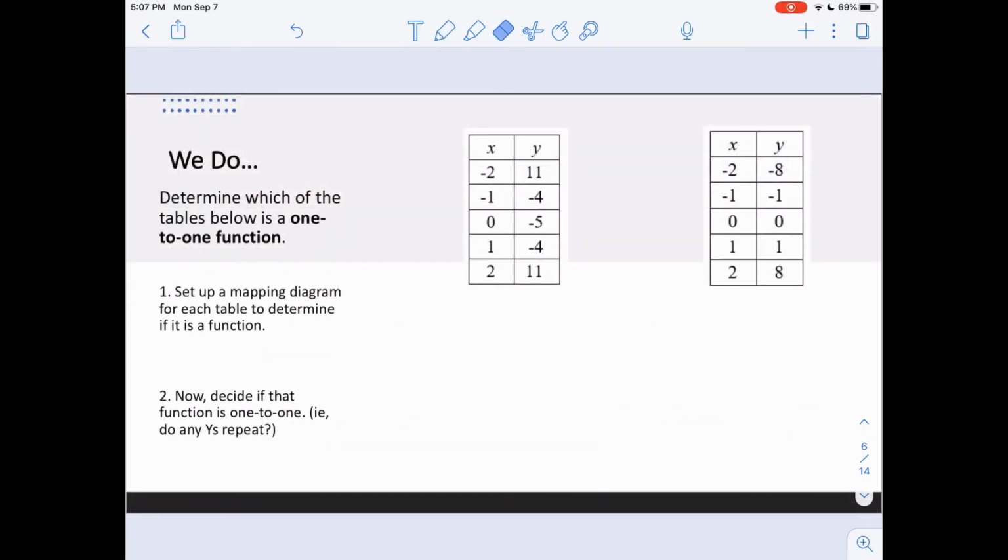Now let's try one together. We're going to start by setting up a mapping diagram for each table in order to determine if it is a function. Pause the video for 3 minutes while you set up the mapping diagram for each table.